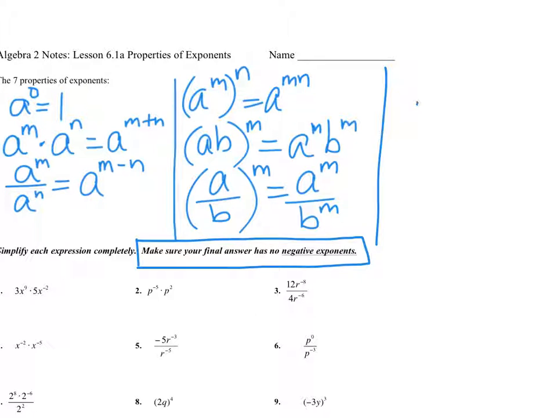Well, if I get a to the negative m, and I want to rewrite this, do you remember how to do this? That guy, he has a negative exponent. 1 over a to the m. So for example, if I have 3 to the negative 1, what does 3 to the negative 1 equal?